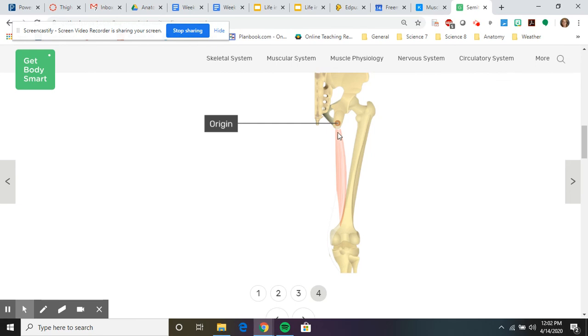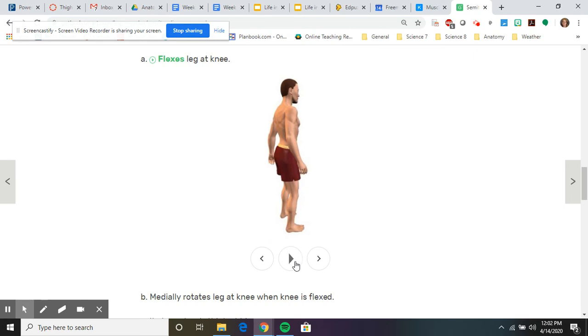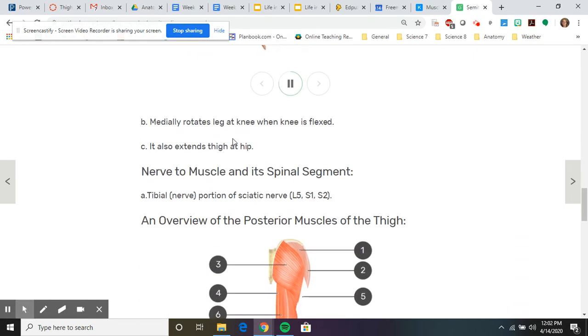The origin is the ischial tuberosity again, but the insertion is medial on the top of the tibia, so it actually goes down to here that you can't see very well. So it's going to go around there. So again, flexing the leg at the knee, but also, I guess there's more down here. Medially rotates the leg at the knee when it is flexed, and it also acts to extend the thigh at the hip.